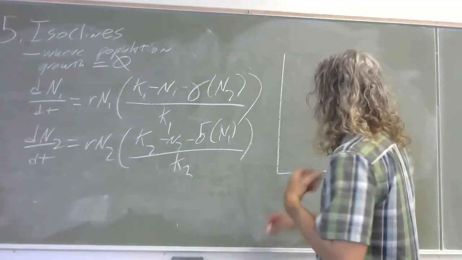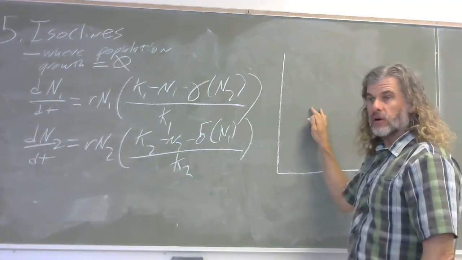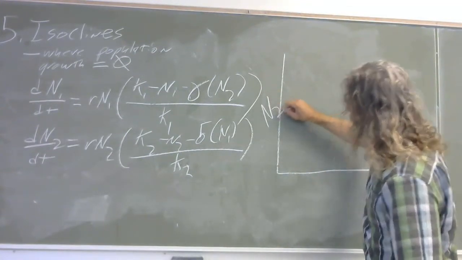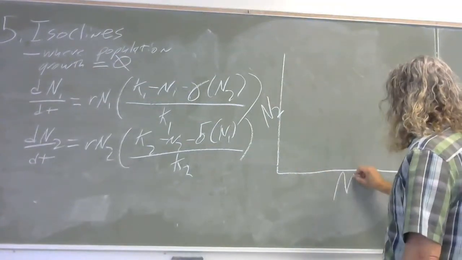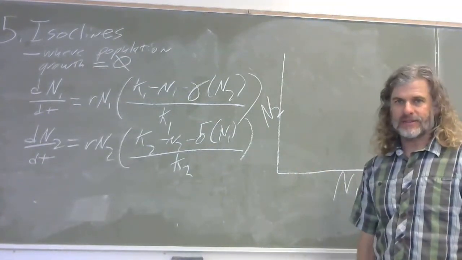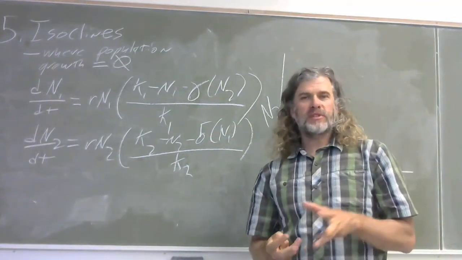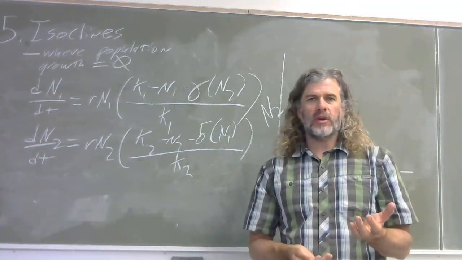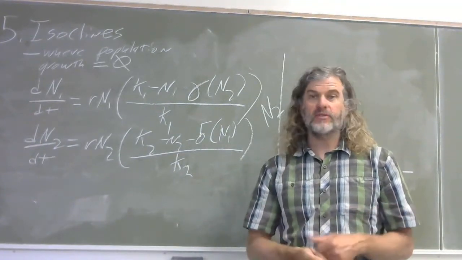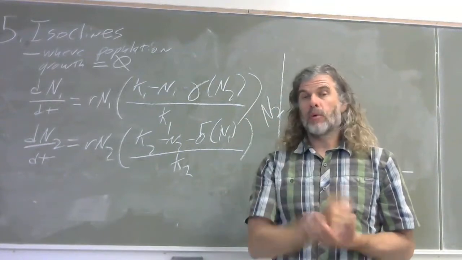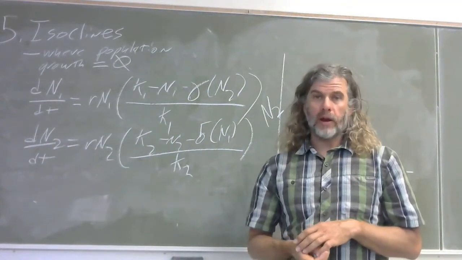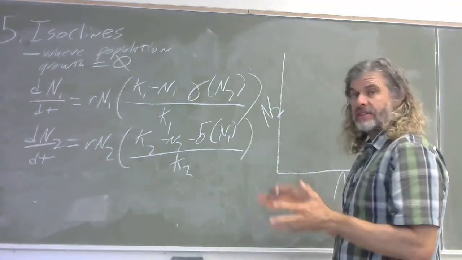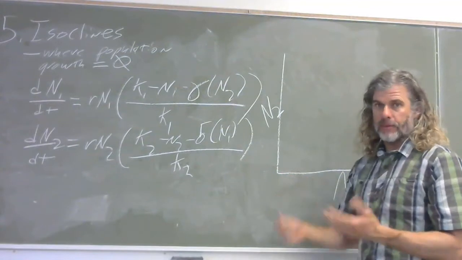So what I'm going to do first here is go back to our phase space, and we're going to put species 2 on the y-axis and species 1 on the x-axis. Okay, now let's put some isoclines on here in order to understand when each species will be increasing or decreasing in its population size. Remember, the isocline is the point in this phase space where the population growth rate is 0.